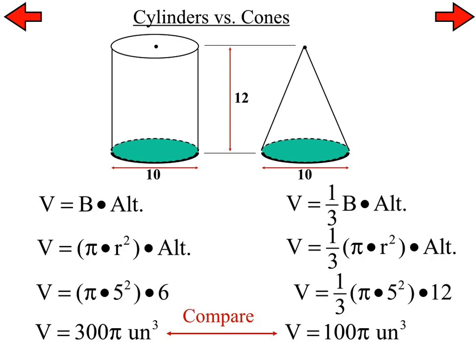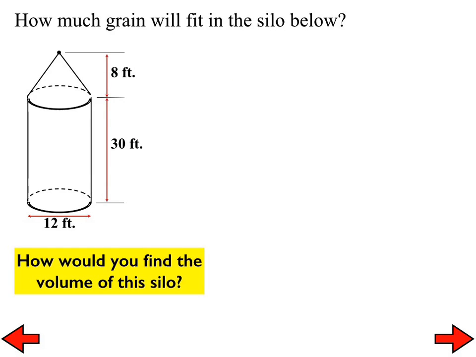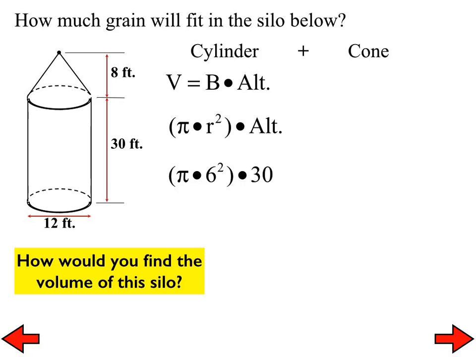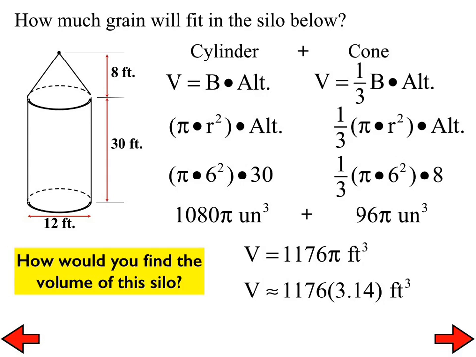So in this silo, if we want to find out how much grain will fit in there, we find the volume of the cone and the volume of the cylinder, and we would add them together because the cone is on top of the cylinder, and so we're going to add those two together because it's the total volume of both shapes altogether. And notice that I continue to leave things in terms of pi until the very end. Now I'll deal with the 3.14 aspect, and so there's 3,692.64 cubic feet of grain that will fit in that silo.